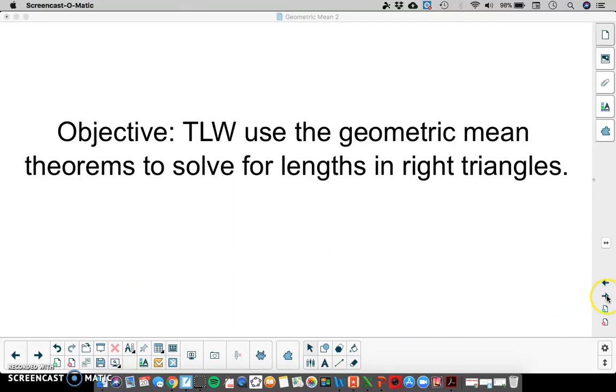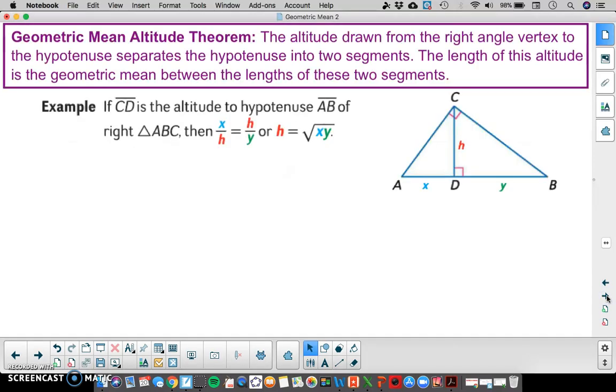In this video, the learner will use the geometric mean theorems to solve for lengths in right triangles. So when we have the altitude drawn from the right angle of a right triangle, we create those three similar right triangles. But instead of drawing out those three similar triangles, we actually have some shortcuts that we can use.